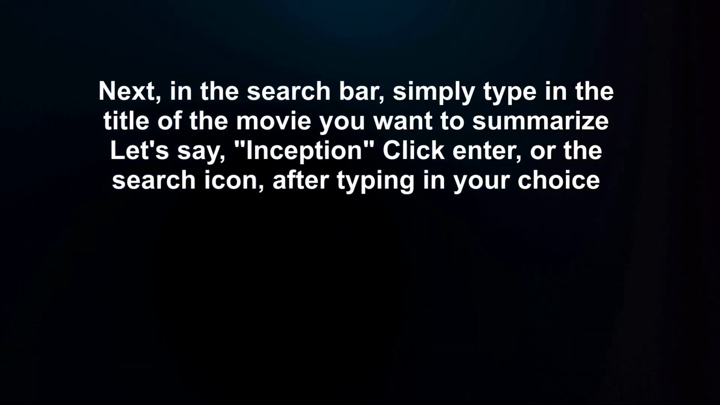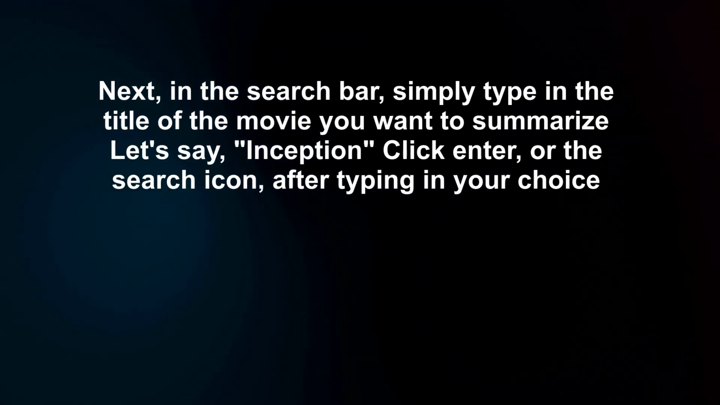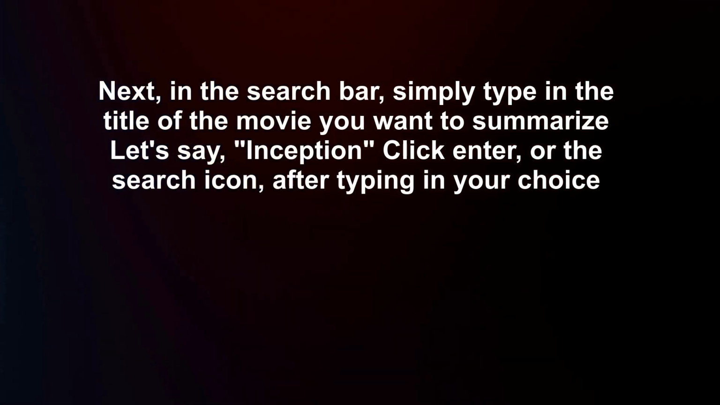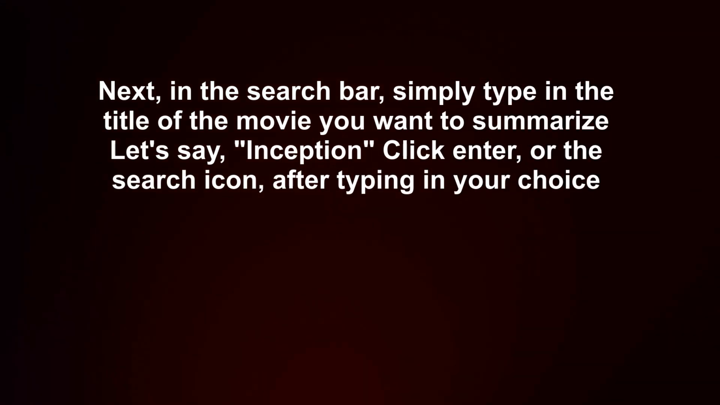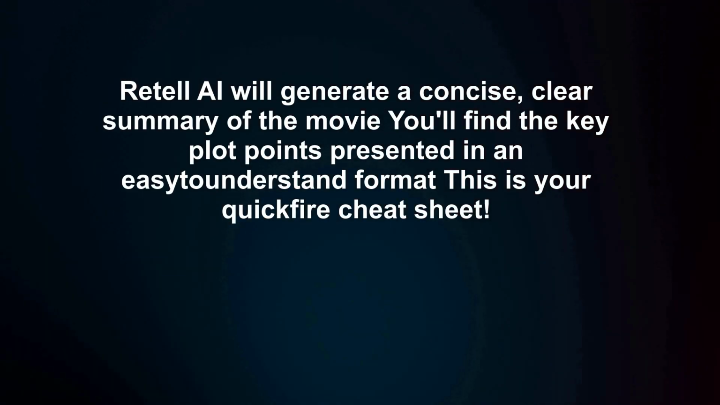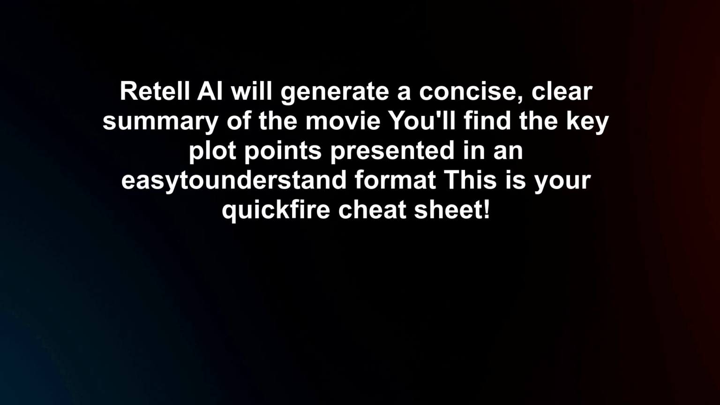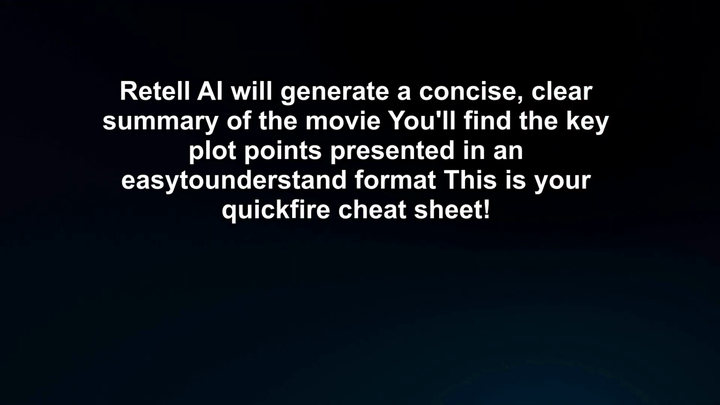Next, in the search bar, simply type in the title of the movie you want to summarize, let's say, Inception. Click enter, or the search icon. After typing in your choice, Retell AI will generate a concise, clear summary of the movie. You'll find the key plot points presented in an easy-to-understand format. This is your quick-fire cheat sheet.